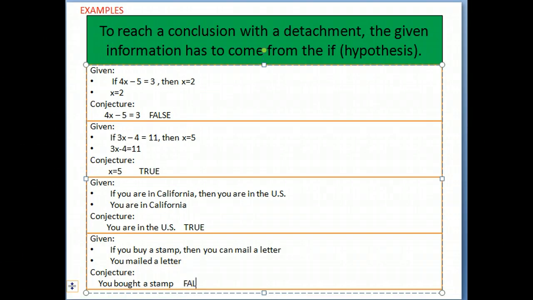Hopefully you said false. The reason for that is to make a conclusion, our information has to come from the if part. That's the only thing we have a rule for. You mailing a letter does not mean that you bought a stamp. Lots of other things could have happened. We can only talk about the rule we're given, and it has to flow in the correct direction. We have to have information about the if part. If they had said, you bought a stamp, we could conclude that you can mail a letter. We cannot go back the other direction.